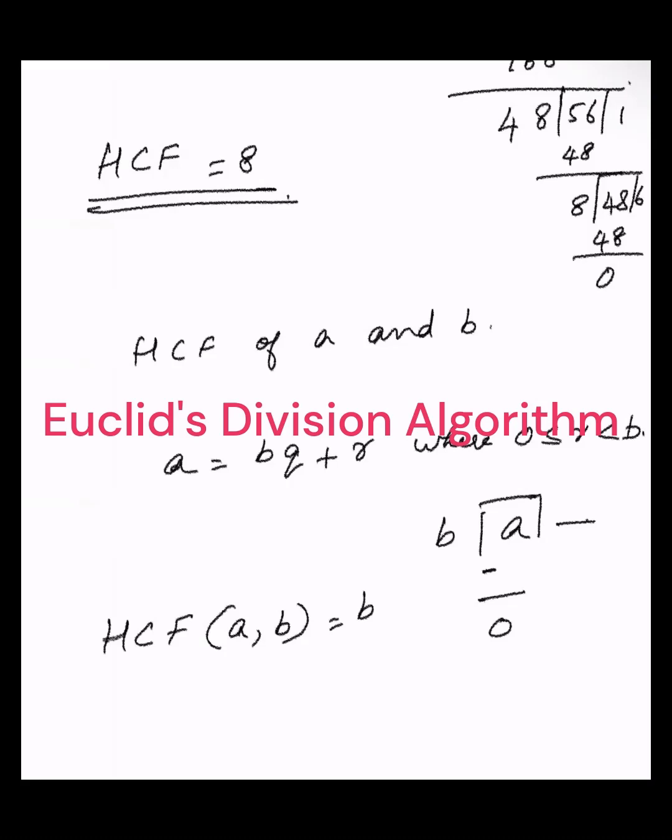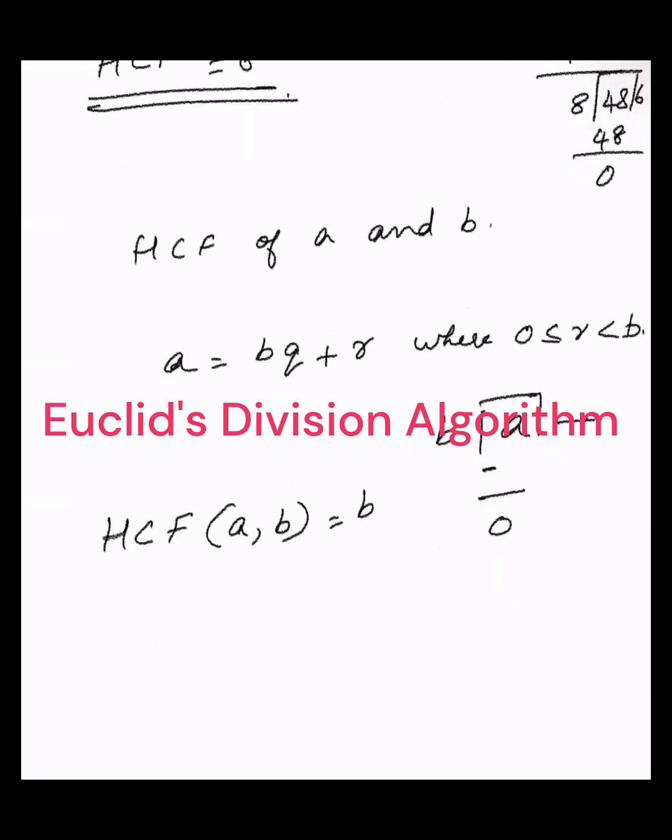Got it? Now, if it was not 0, if it was some other number, then you cannot stop here. You have not found the HCF. In this step, your remainder becomes the divisor and your previous divisor becomes the dividend. Are you getting this? That's what they're saying. If R is not equal to 0, then apply the division lemma to B and R.